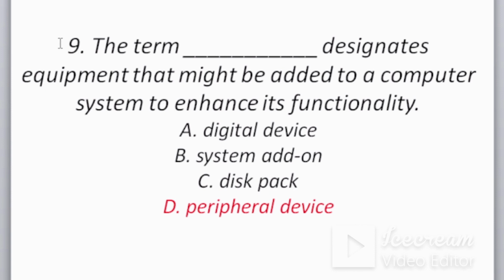Number 9, the term dash designates equipment that might be added to a computer system to enhance its functionality. A, digital device. B, system add-on. C, disk pack. D, peripheral device. The correct answer is D, peripheral device.